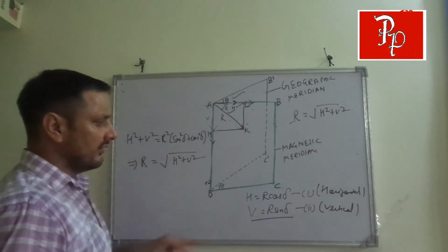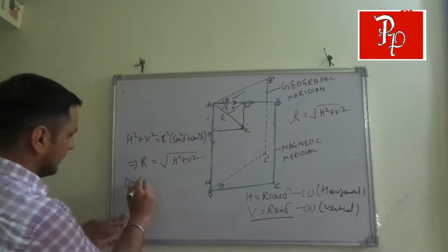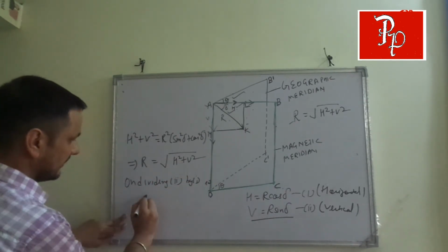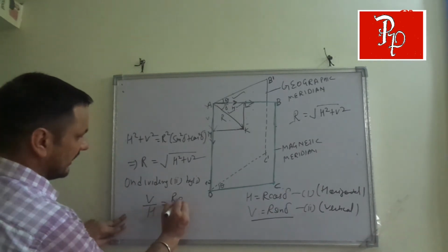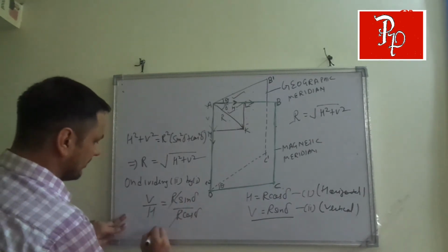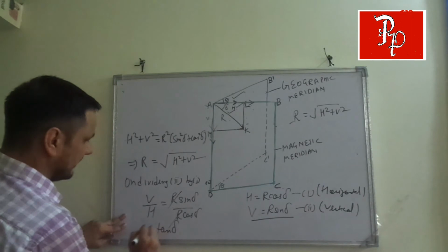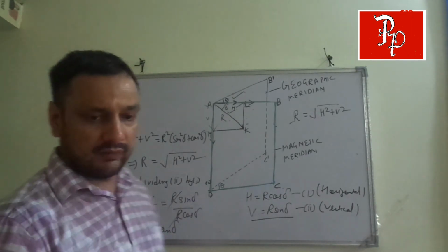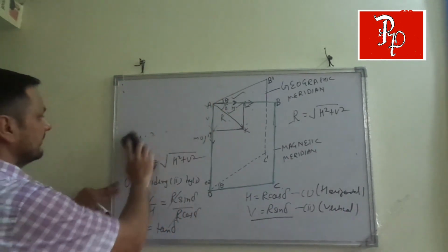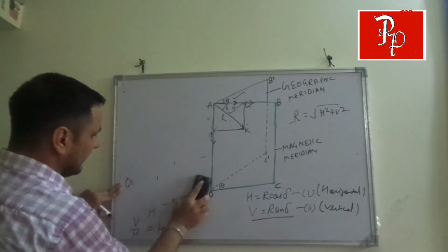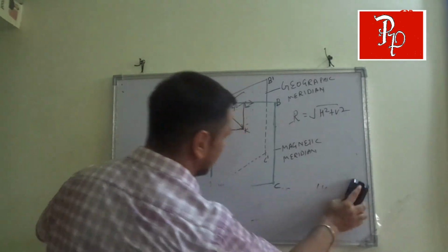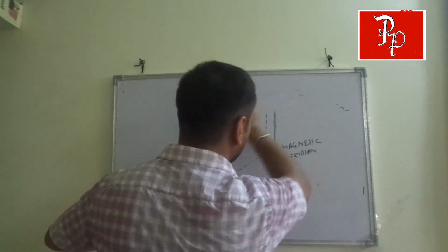Now on dividing second by first, what we will get is V, vertical, upon horizontal, R sin delta upon R cos delta. Here R gets cancelled out, we get tangent delta, that is vertical upon horizontal component, which will be equal to tangent delta. Students, there are various numericals based on this, and they are very simple and directly based on its application. Let's see how we'll go for them.